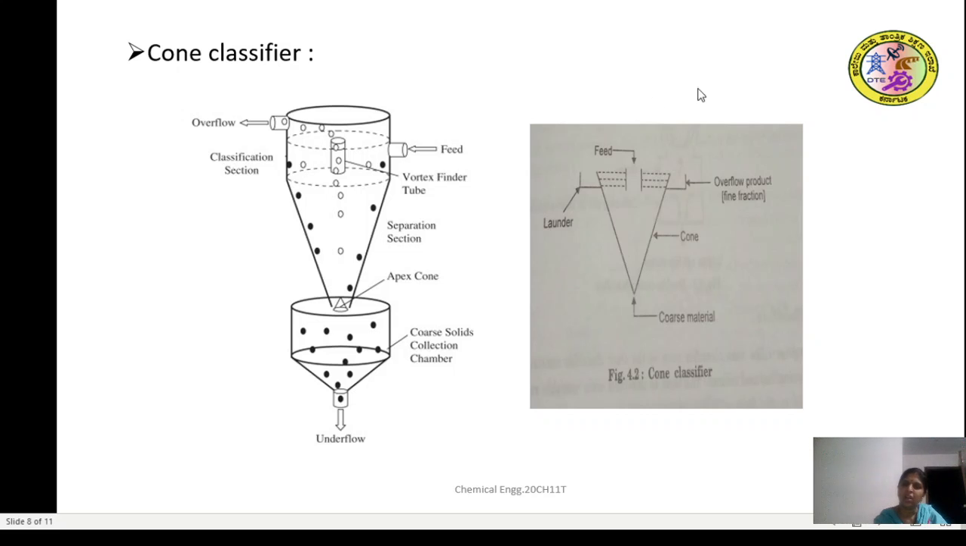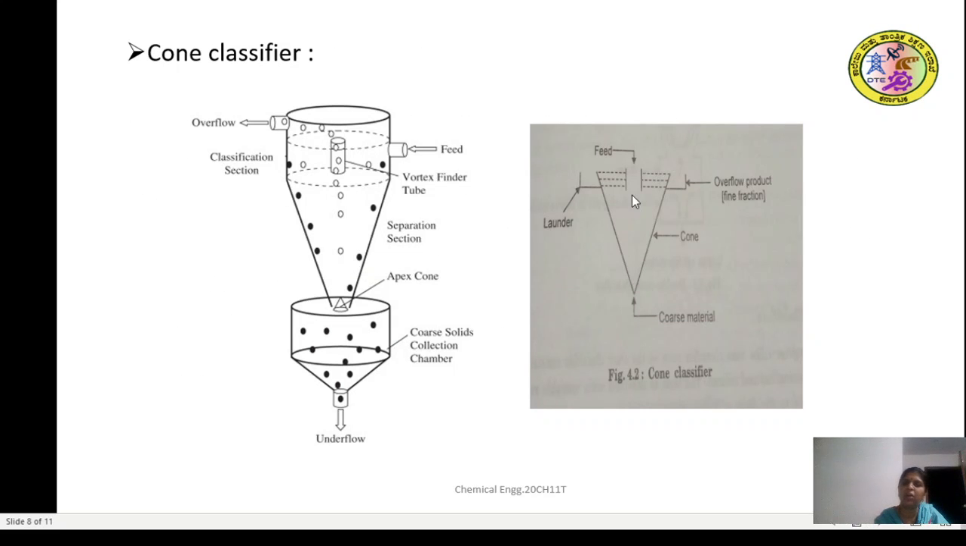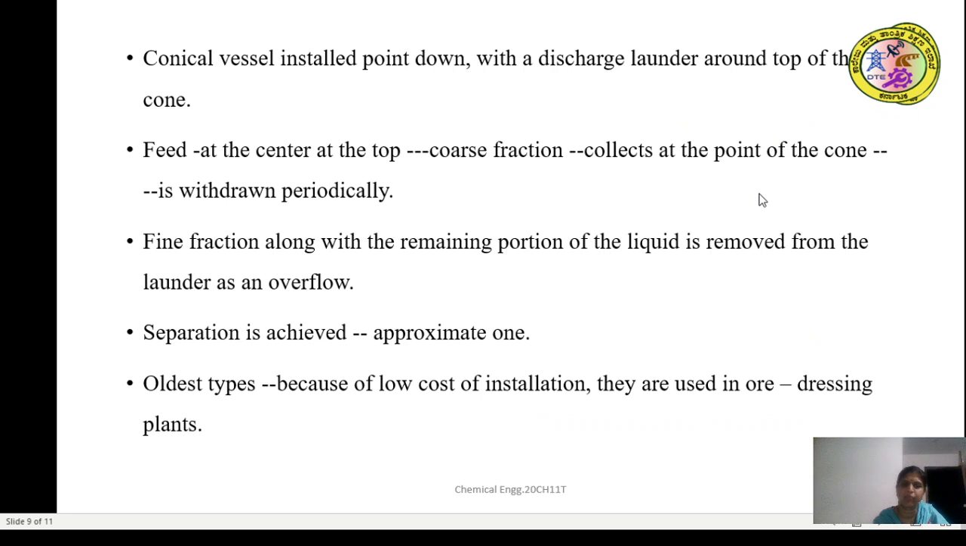The coarse fraction will always collect at the point of the cone, and it is withdrawn periodically. Based on the density, the coarse particles will come down and settle because the size is larger and the density is larger. They will always settle down, and that can be withdrawn periodically. The fine fraction along with the remaining portion of the liquid is removed from the launder as an overflow. In a slurry, the fine particles which are not able to settle to the bottom of the cone will be taken to the side of the cone as an overflow product.